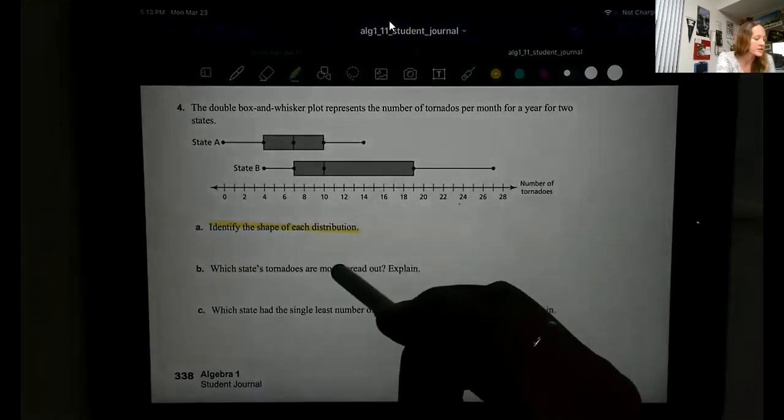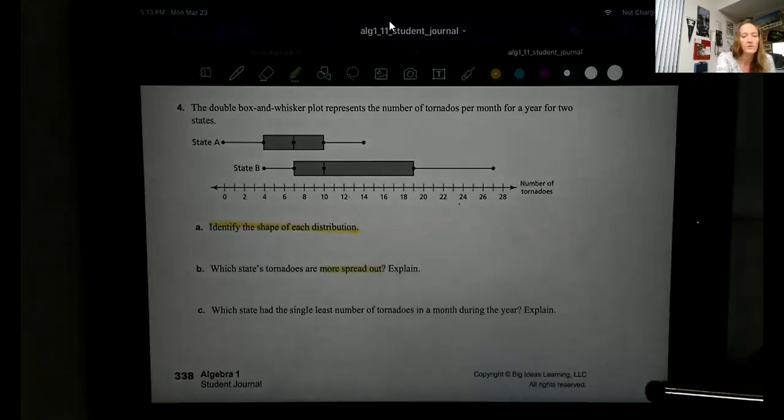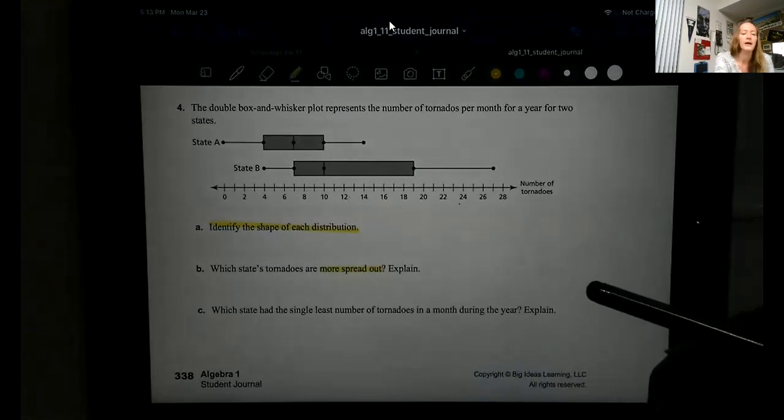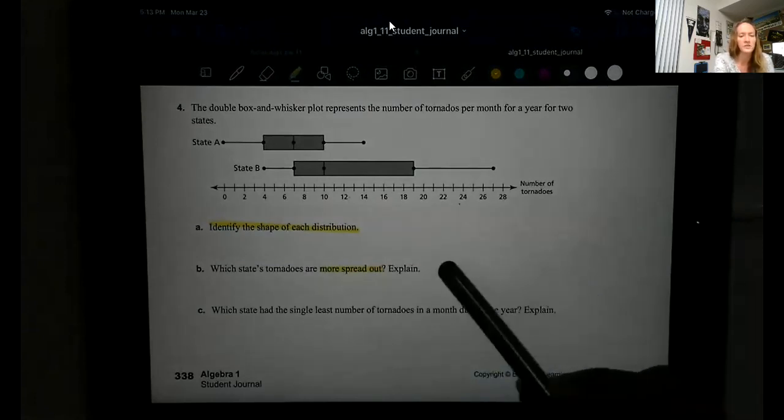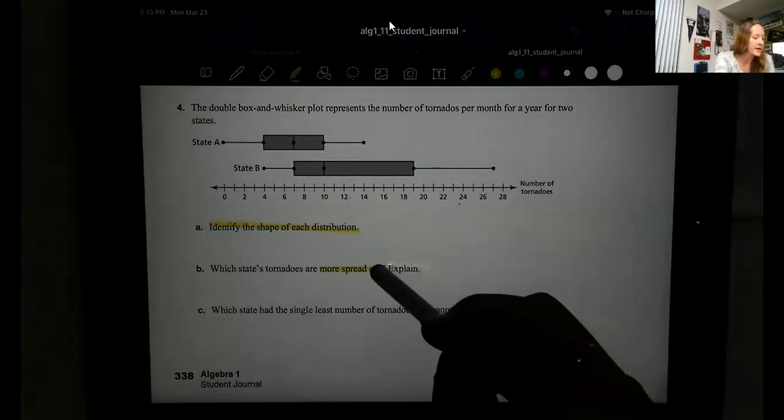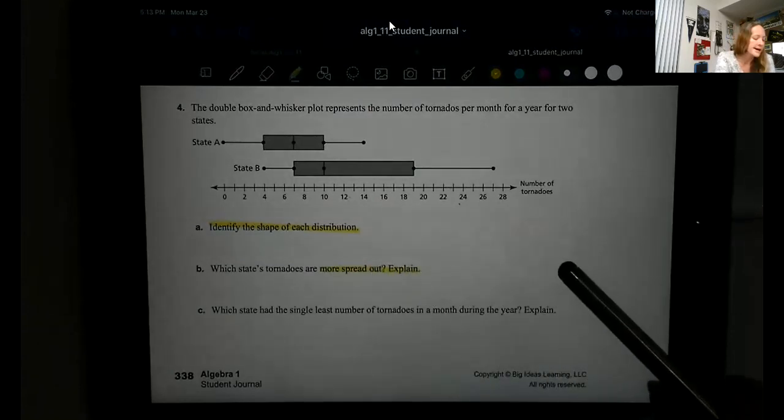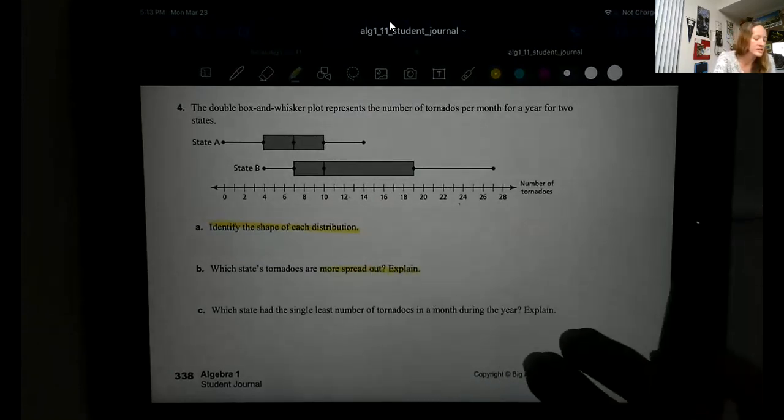Then the next question is, which one is more spread out? And we'll talk about what that means, being spread out, although some of you are probably like, duh, in this one. But more spread out, and what does that mean? And in context, what does it mean? Because it says explain. And then this last one says, which state had the single least number of tornadoes?